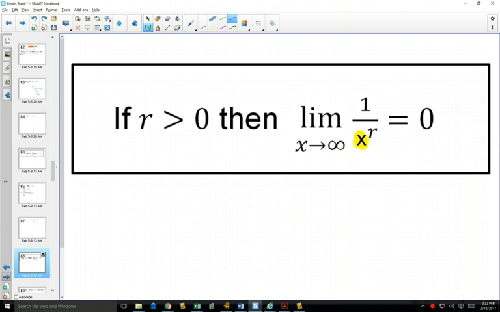Here's a little typo that you can fix on there. The little highlighted part, I think yours says n instead of x.